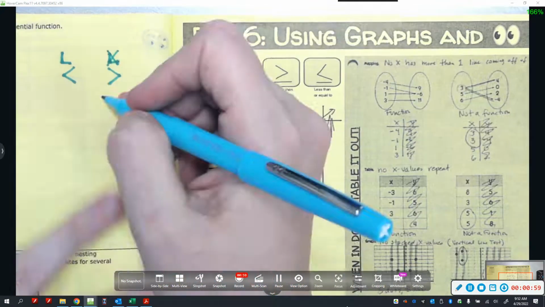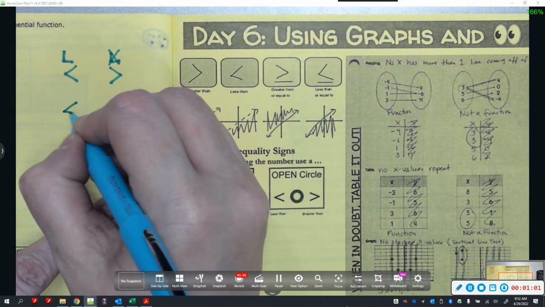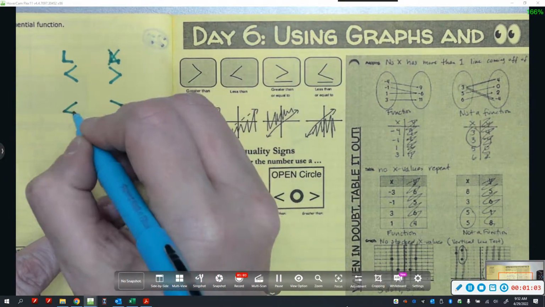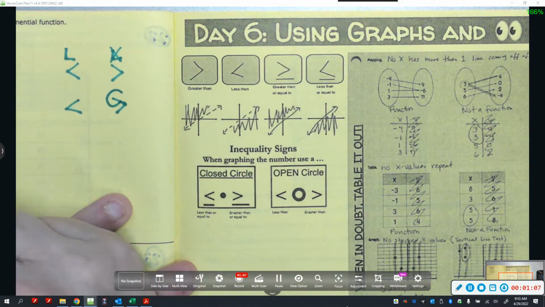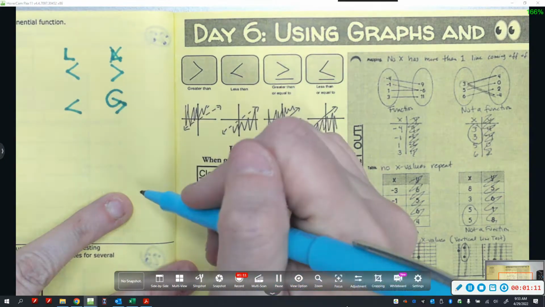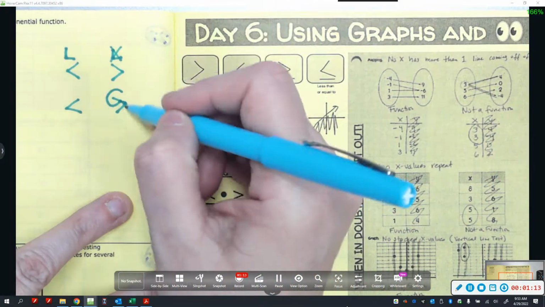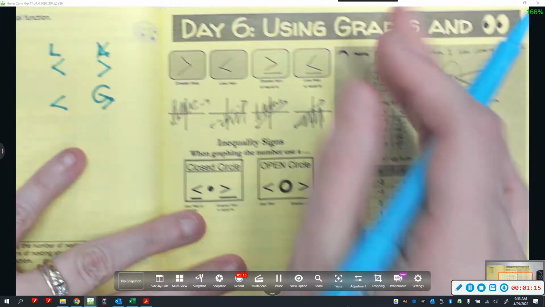The other way you can think about it is if I draw a circle right there, that looks like a G. So this one looks like an L, this one looks like a G. Whatever you need to do, you have to know which one they are.